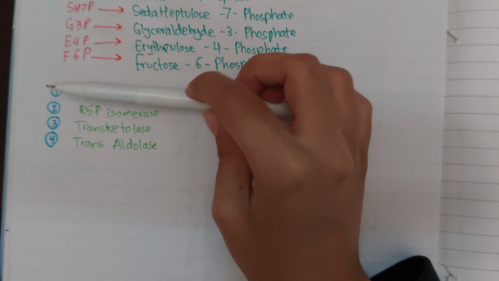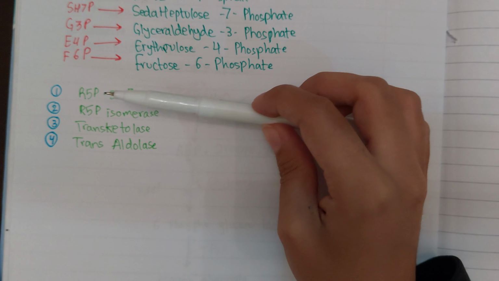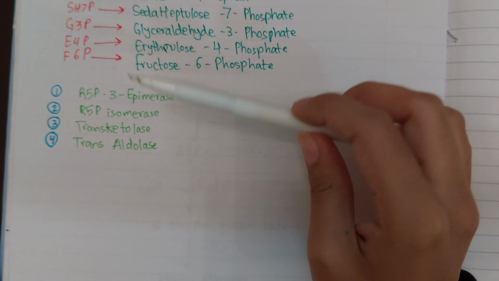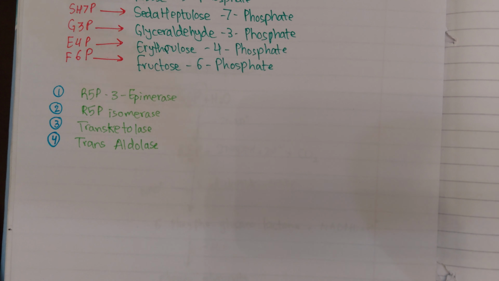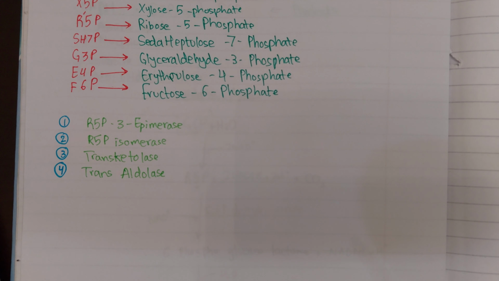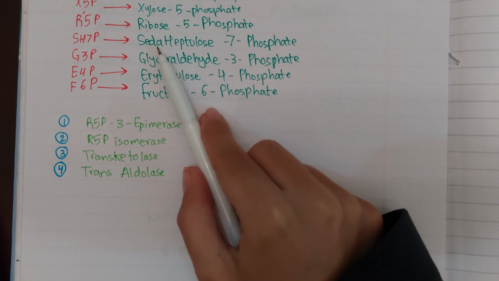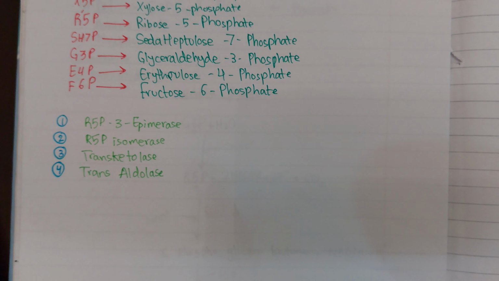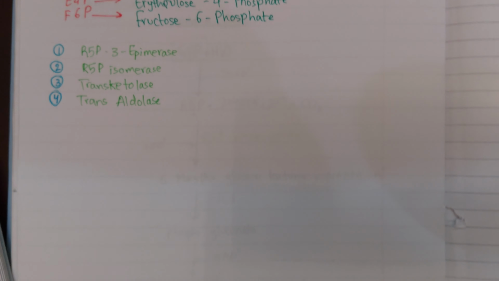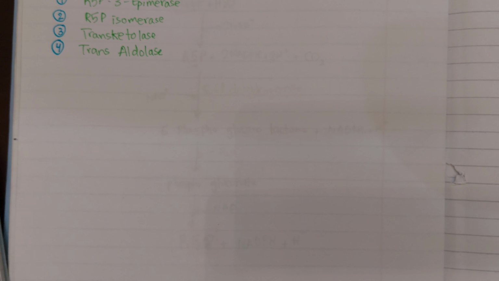If I write 1, then that means I'm talking about the enzyme ribulose 5-phosphate 3-epimerase. And if I say S7P is produced, that means sedoheptulose 7-phosphate is produced. I did this to make it easier for you to understand. So this is how the non-oxidative phase begins.